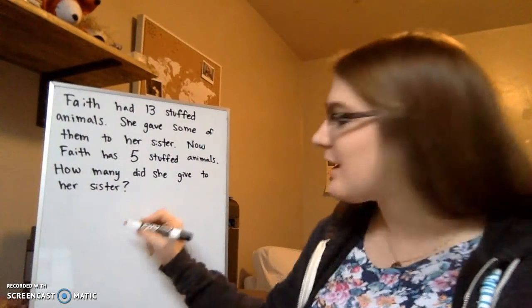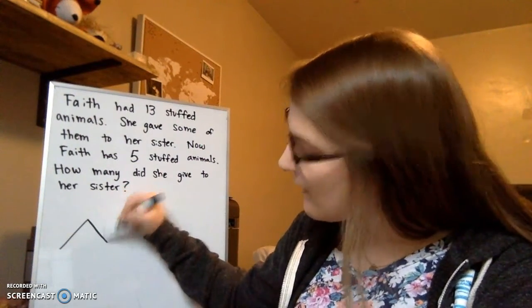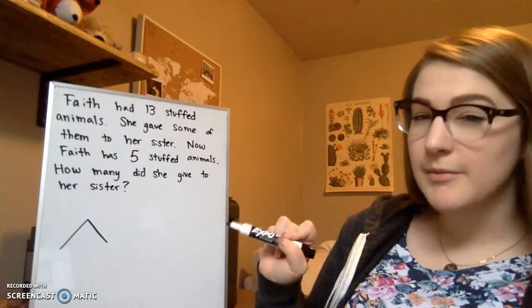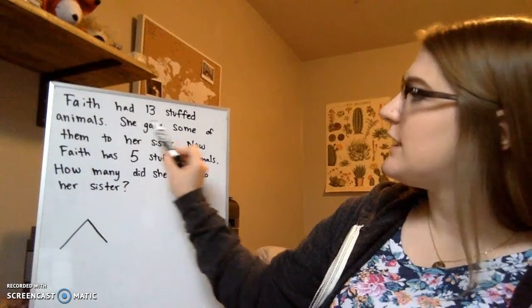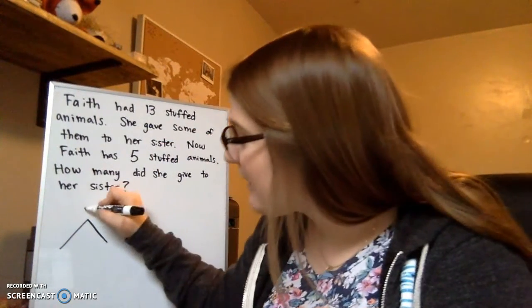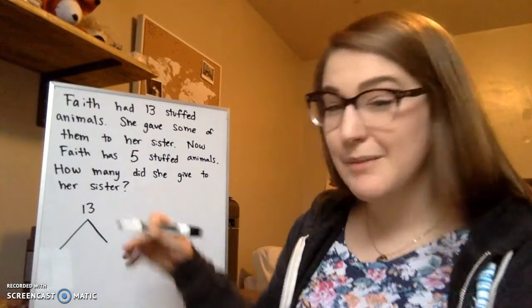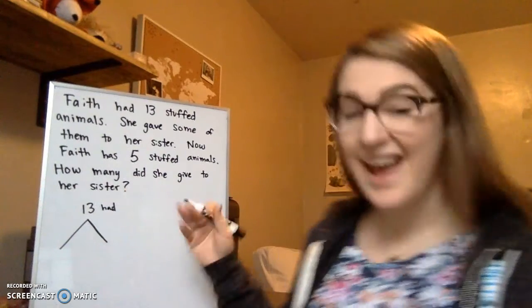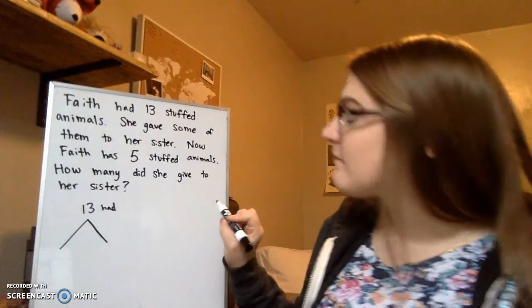So let's represent this problem in some different ways. Let's start with our math mountain again. So I'm going to make my math mountain here. And what number goes at the top? Our total. So I'm going to read through my problem again and try to find where it tells me my total. So Faith has 13 stuffed animals. That sounds like a total to me. So I'm going to put the 13 stuffed animals at the top. And that's how many she had, right? So I'm going to label that she had 13 of those. That's what that says, had. It's kind of small, sorry.